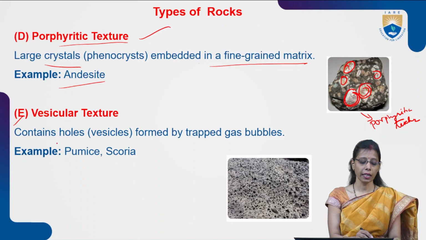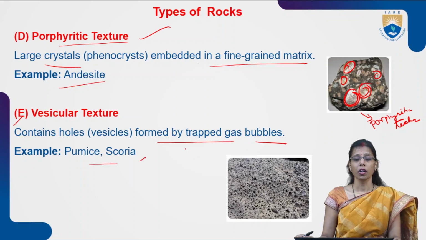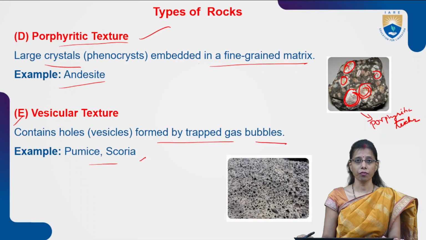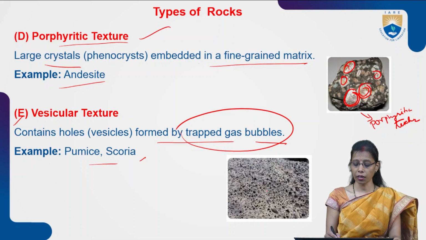Now vesicular texture contains holes formed by trapped gas bubbles, like pumice and scoria. Vesicular texture means that when the lava comes out of the vent in a volcanic eruption, it cools very rapidly. Sometimes a lot of gases are trapped inside as gas bubbles, and it solidifies immediately. That kind of rock we call vesicular texture. You can see there are a lot of bubbles trapped inside.